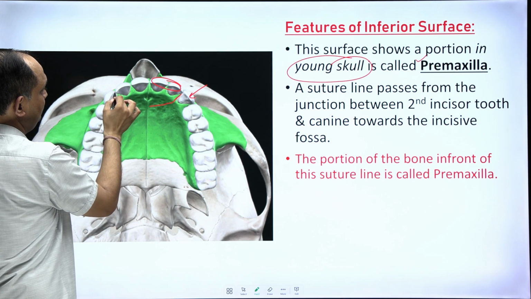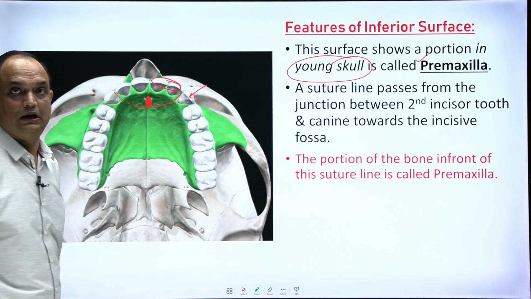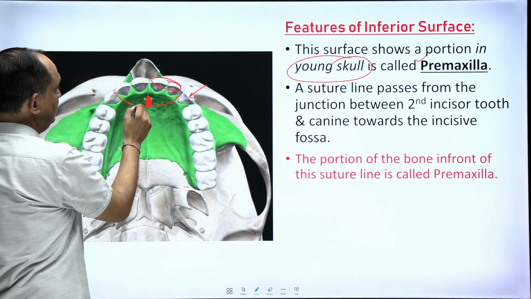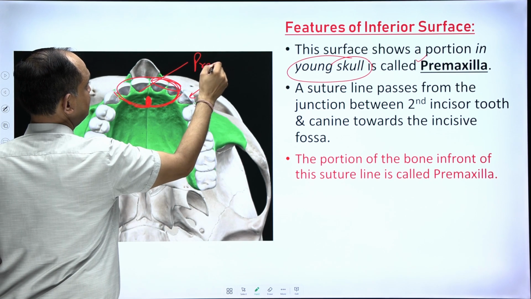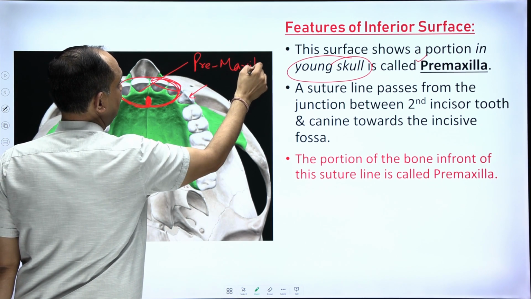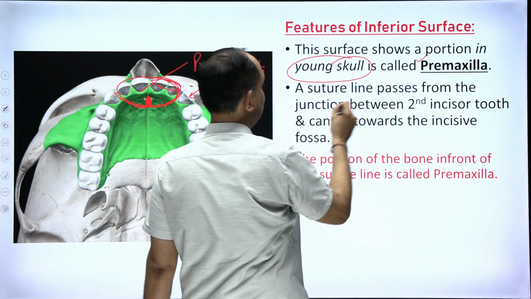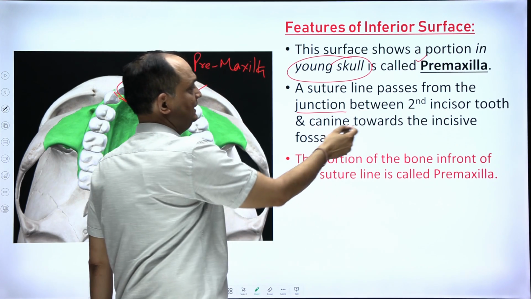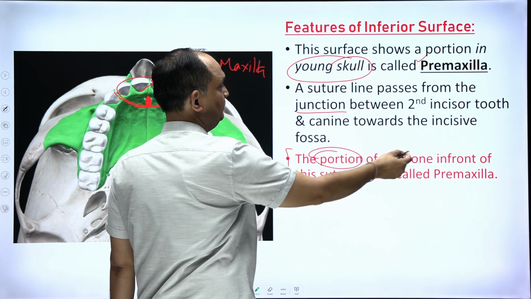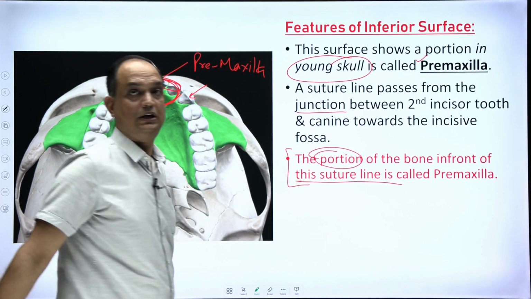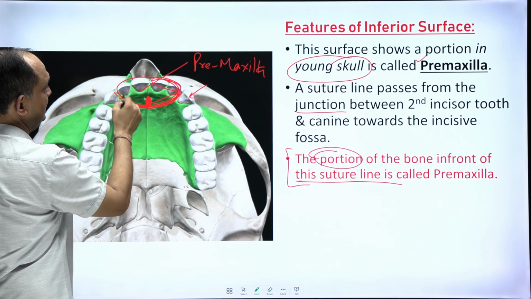In the same way here you will have a suture line, and these suture lines are approaching this incisive fossa. Now this area which is enclosed here is known as premaxilla. So what is premaxilla? Premaxilla is an area where a suture line passes from the junction between the incisor and canine towards the incisive fossa, and it is the portion of the bone which lies in front of these suture lines.